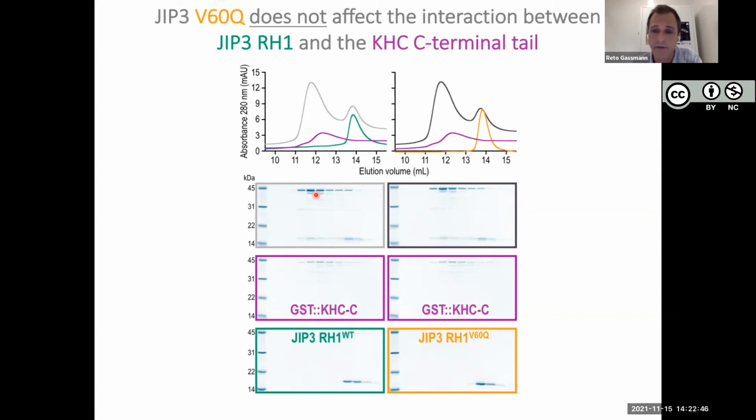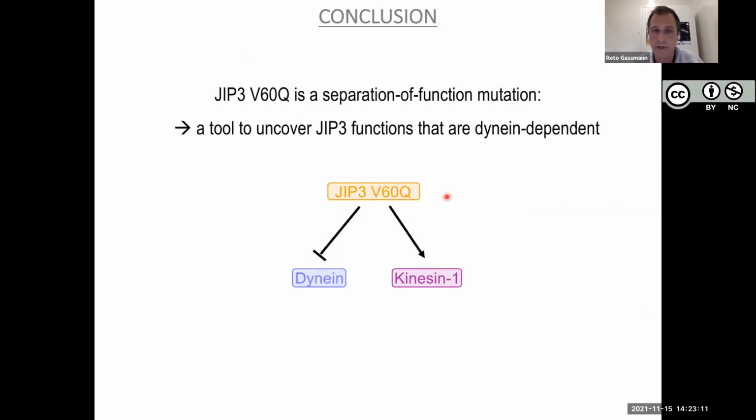And we see exactly the same effect if we now use the RH1 domain in which this valine 62 is mutated to glutamine. From these experiments, we can conclude that the JIP3 V62Q mutation does not affect the interaction between the JIP3 RH1 domain and the kinesin heavy chain C-terminal tail. And so the conclusion would be that this JIP3 V62Q mutation is a separation of function mutation. This would be a useful tool to investigate the dynein-dependent functions of JIP3.